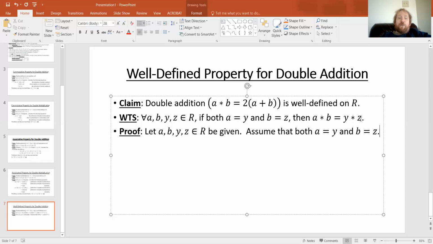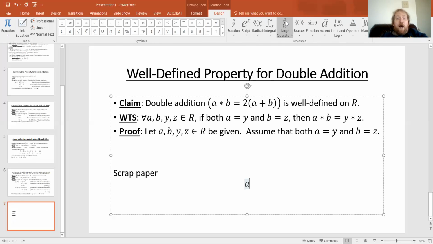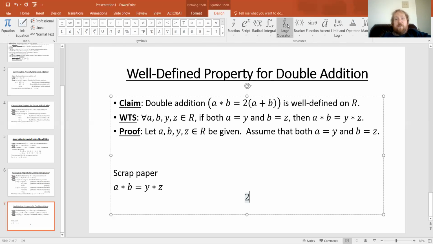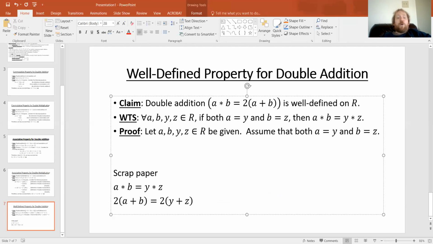And I don't see how to do this right away, so I'm going to go down to scrap paper. One common strategy in proving if-then statements is to work backwards from where you want to end up. So I want to end up with A star B equals Y star Z. I'm trying to think what that means. Well, I know that A star B is 2 times the quantity A plus B, and I know that Y star Z is 2 times the quantity Y plus Z. So I want to show those are equal.